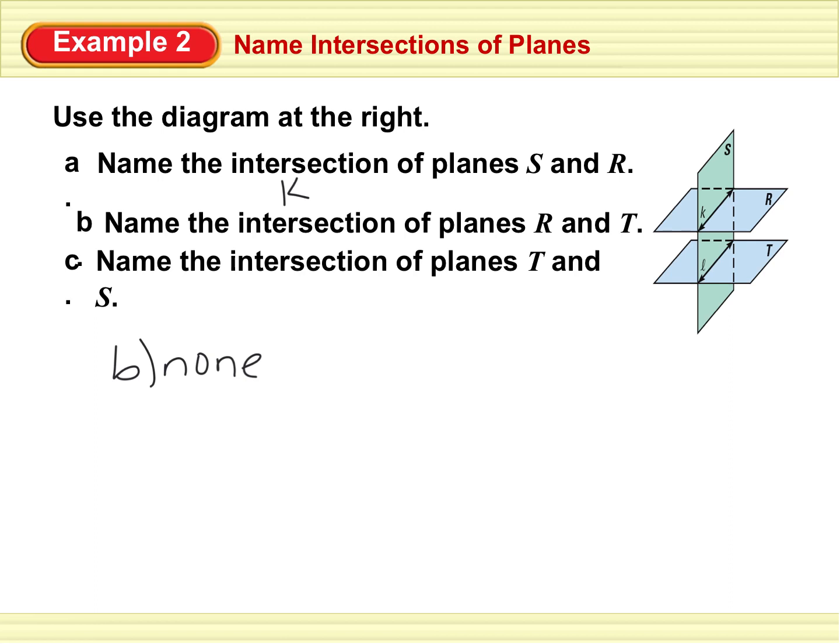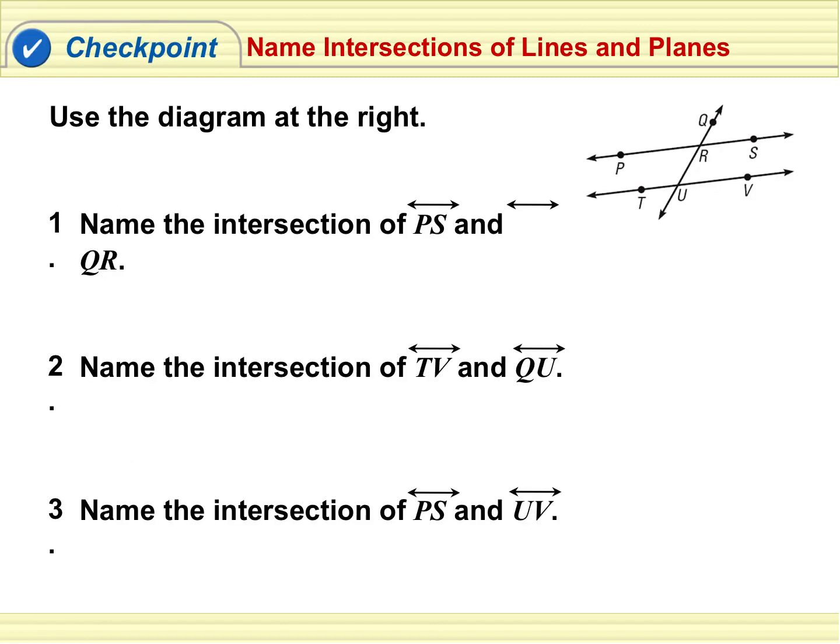Okay, last one. We want to name the intersection of planes T and S. S is up and down. L. T is right here. Does everyone agree that it's L? Yeah. Any questions over intersection of planes? Okay. Do those next two slides on your own or with your elbow partner, and then we'll talk about them.